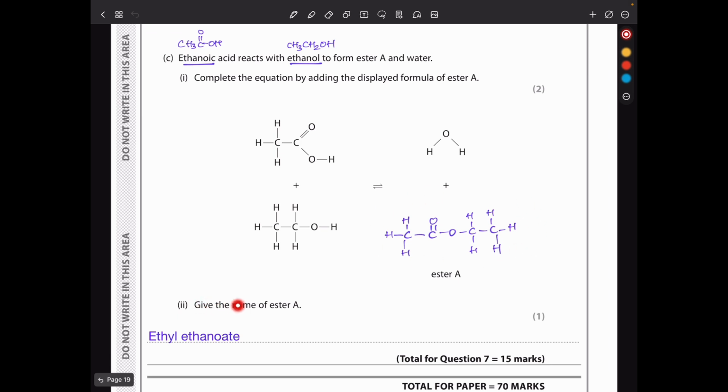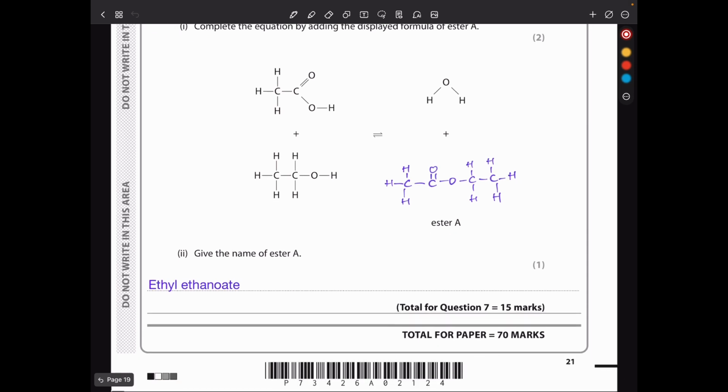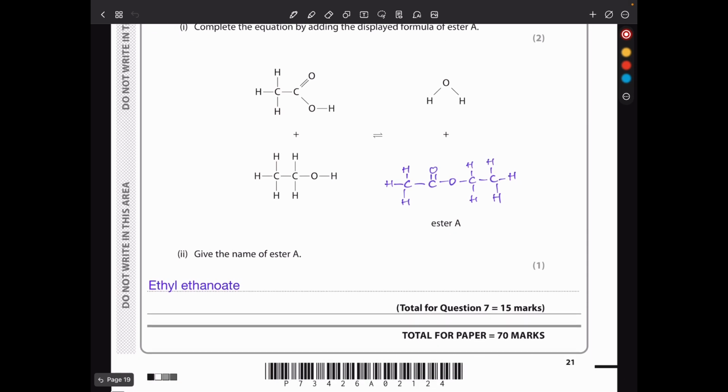And then give the name of ester A. We name esters by considering the alcohol where it came from and the carboxylic acid. Since it has 2 carbons from the carboxylic acid part, it's going to be ethanoate, and on the other side 2 carbons from the alcohol part, it's going to be ethyl. So ethyl ethanoate. So this brings us to the end of question 7, as well as to the end of the whole paper.